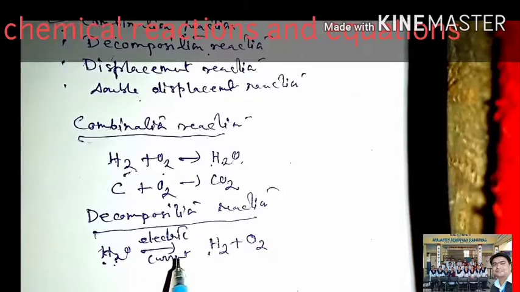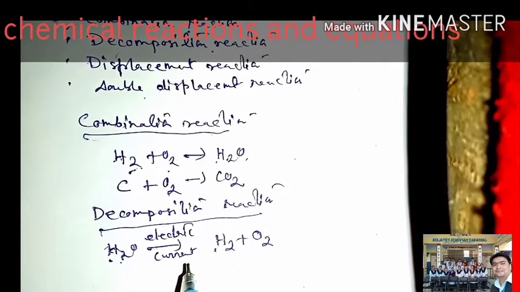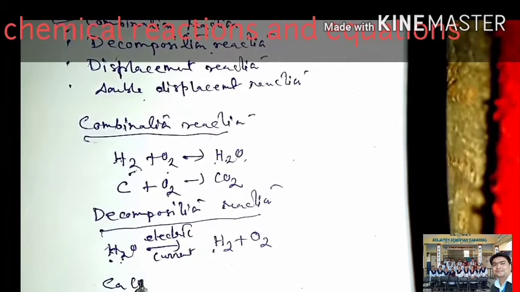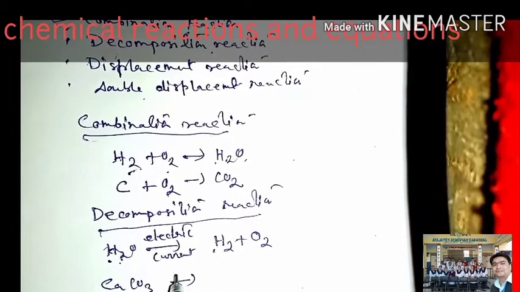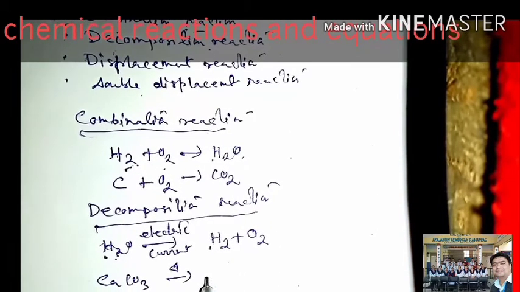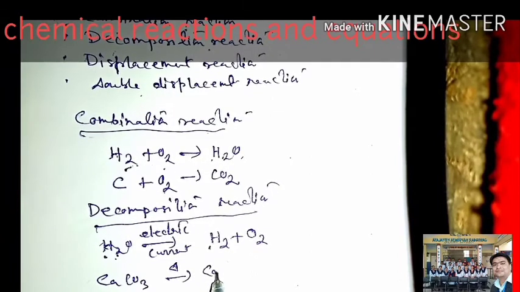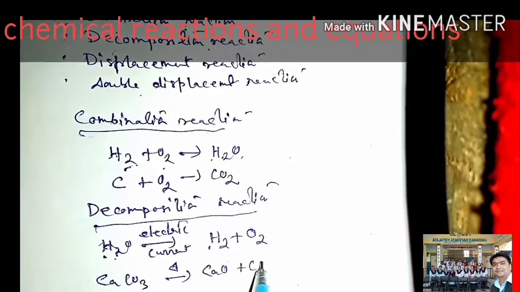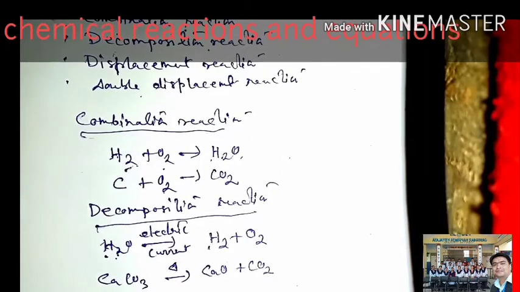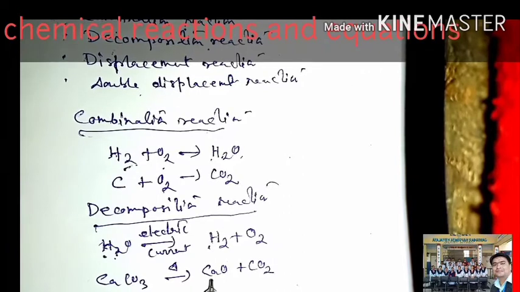Such kinds of reactions are called what? Decomposition reaction. Once again, let me give you another example. For example, calcium carbonate, CaCO3. If we heat calcium carbonate, then calcium carbonate will break down into calcium oxide plus carbon dioxide. Once again, look here, there is also only one single reactant and more than one product.